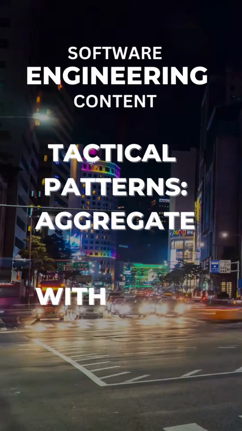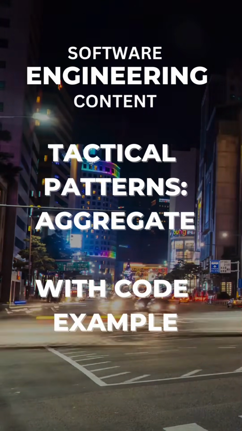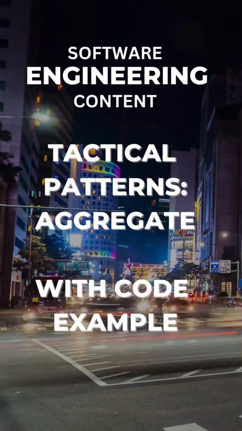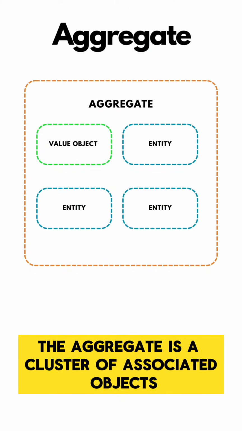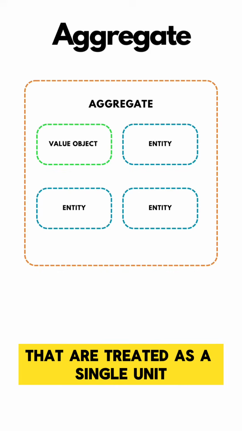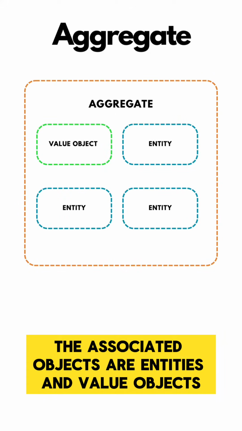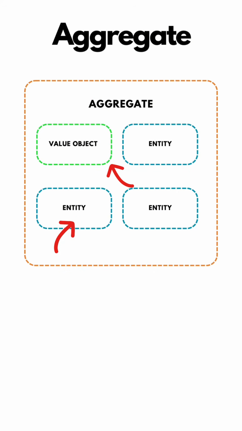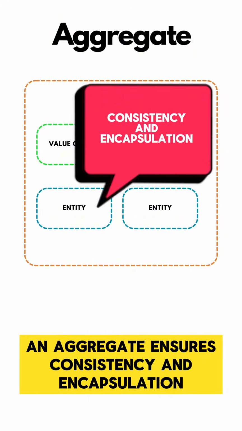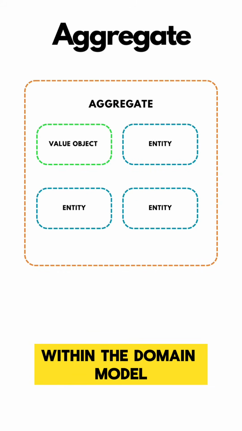Do you know what is an aggregate in domain-driven design? Let's discover it together with code example. The aggregate is a cluster of associated objects that are treated as a single unit for the purpose of consistency and data changes. The associated objects are entities and value objects. An aggregate ensures consistency and encapsulation within the domain model.